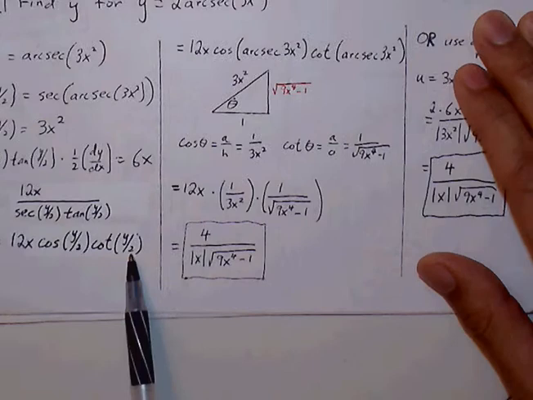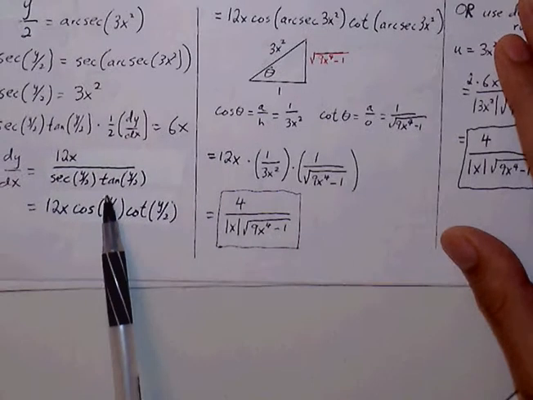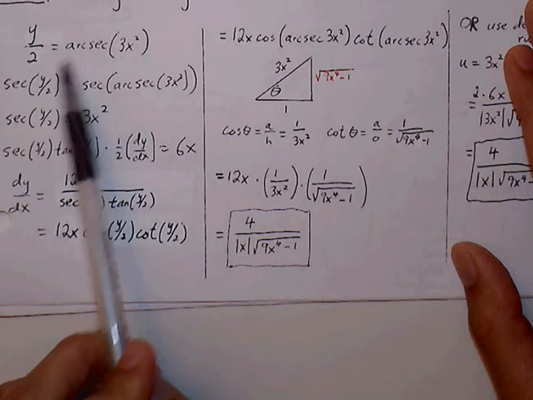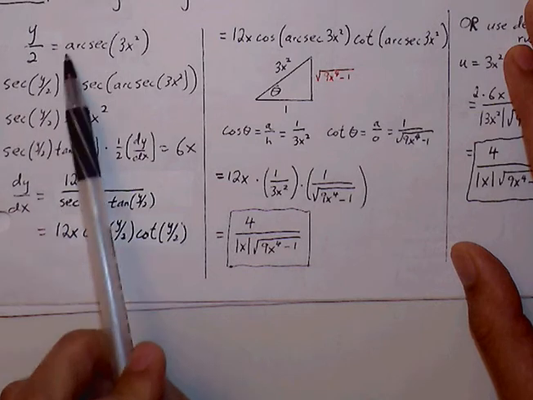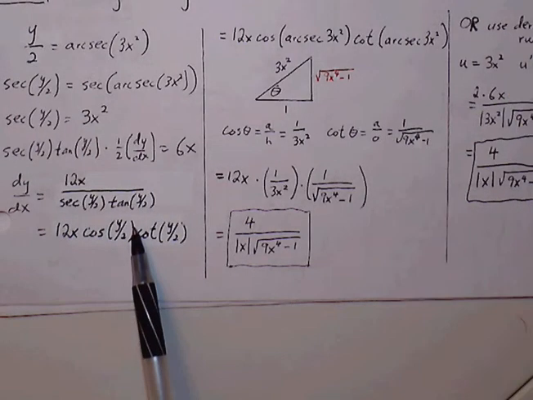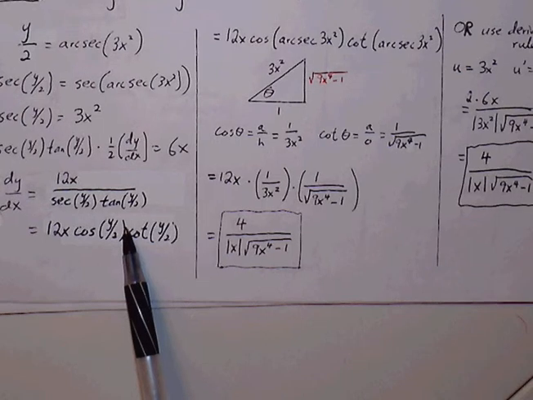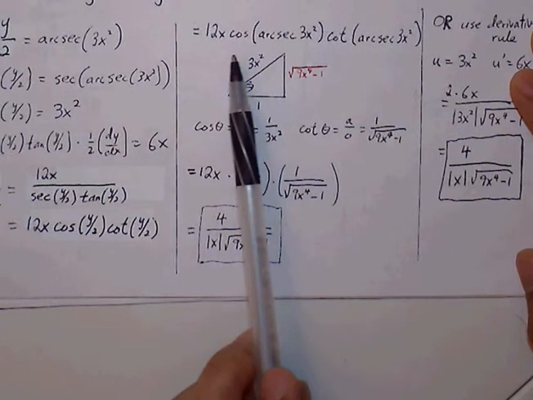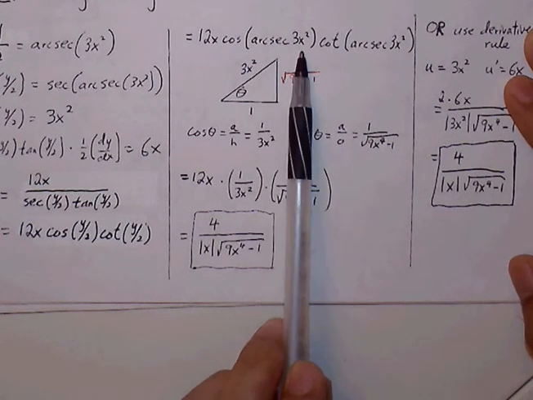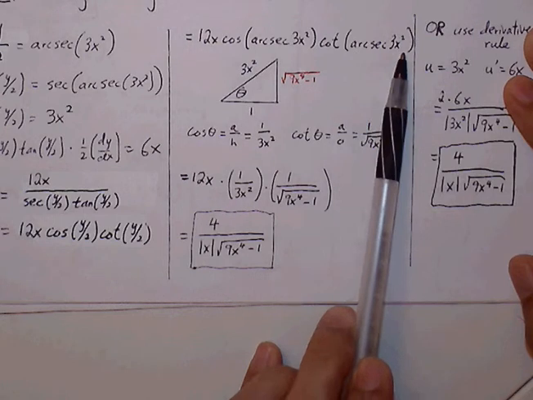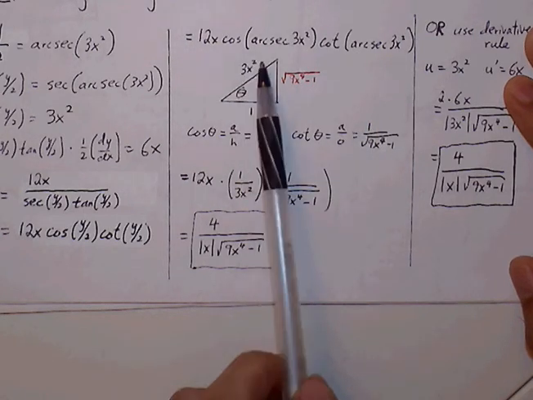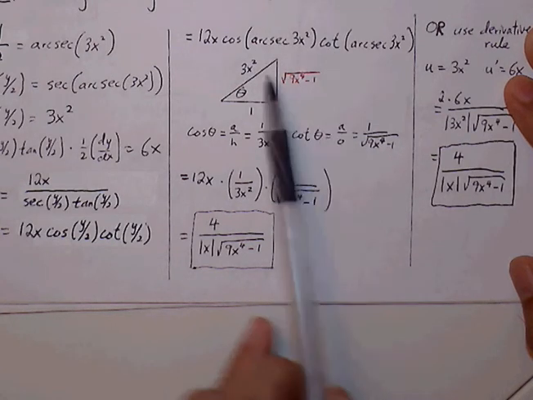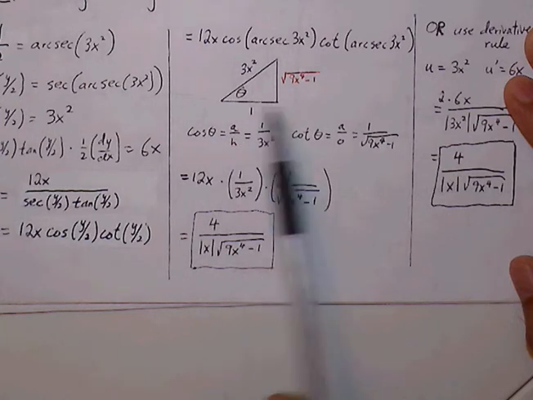Okay. And then y over 2 can be replaced with arc secant of 3x squared, because after we moved the 2 initially over, this y over 2 can now be replaced with arc secant of 3x squared. Okay. So now we have 12x cosine of arc secant of 3x squared, cotangent of arc secant of 3x squared. So we're trying to find the cosine of the angle when the secant is 3x squared, and also cotangent. So based off of arc secant of 3x squared, we can create our triangle.